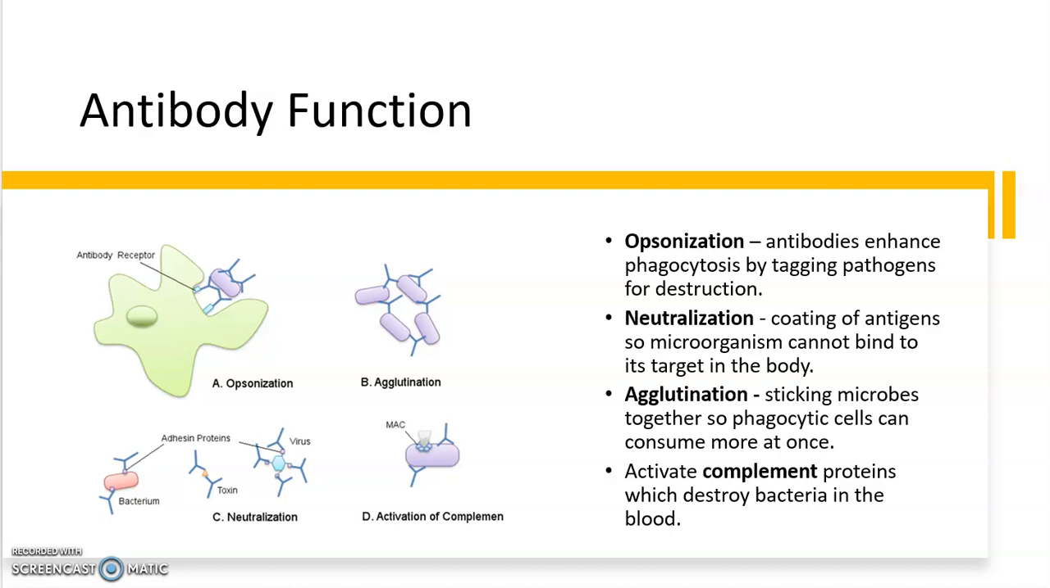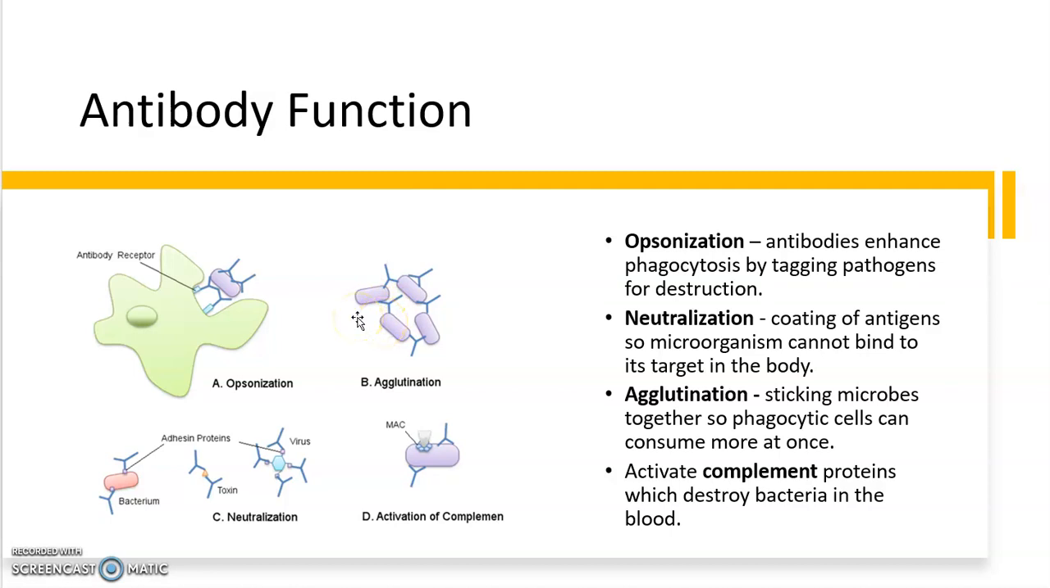Then there's agglutination. Agglutination is the ability for the antibodies to bind to several bacteria or viruses at the same time. So if you look at antibodies, they're shaped like a Y, and at the top of that Y, they have two binding sites. So that means they can kind of hold on to two bacteria at the same time.